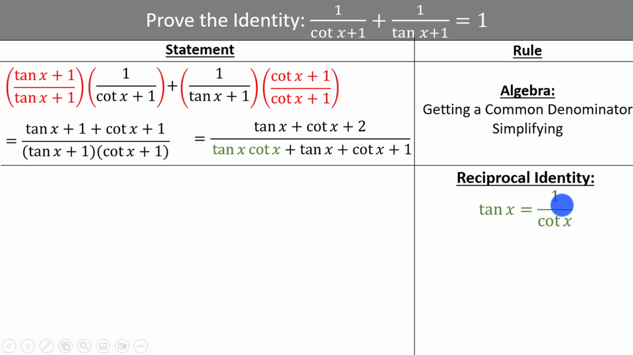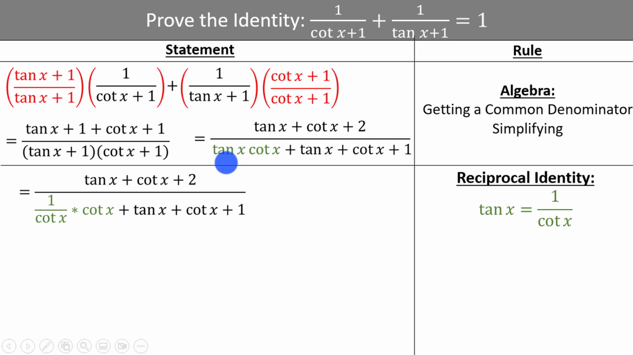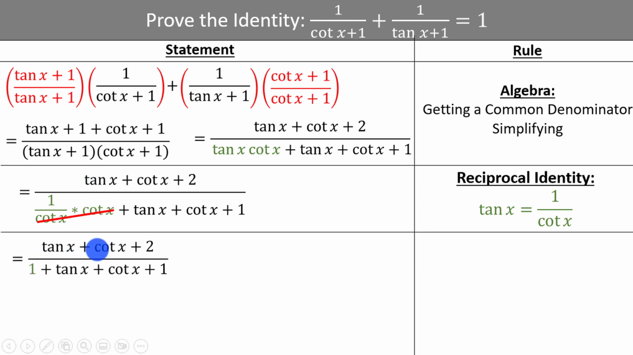Tangent is the same thing as 1 over cotangent. So let's replace tangent with 1 over cotangent. The 1 over cotangent and the cotangent will cancel each other. We will be left with tangent of x plus cotangent of x plus 2 divided by 1 plus tangent of x plus cotangent of x plus 1. We can combine the 1's in the denominator. We will have tangent of x plus cotangent of x plus 2, the same thing we had in the numerator as before, divided by tangent of x plus cotangent of x plus 2 after we combine the 1's.